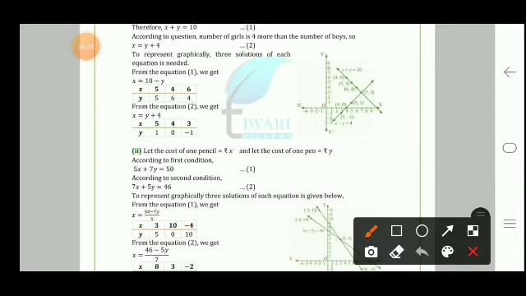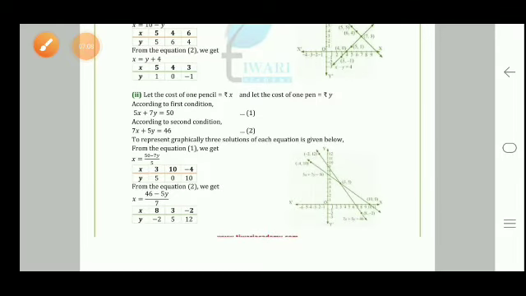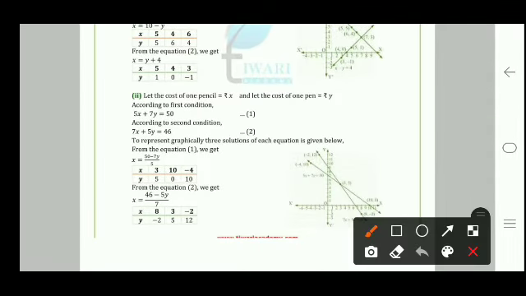In the second part, let the cost of one pencil be rupees x and the cost of one pen be rupees y. Then according to the first condition, 5x plus 7y is equal to 50. According to the second condition, 7x plus 5y is equal to 46. Now representing in the form of a table, in the first table x is equal to (50 minus 7y) upon 5. If y is equal to 5, x is equal to 3; y is equal to 0, x is equal to 10; y is equal to 10, x is equal to minus 4.